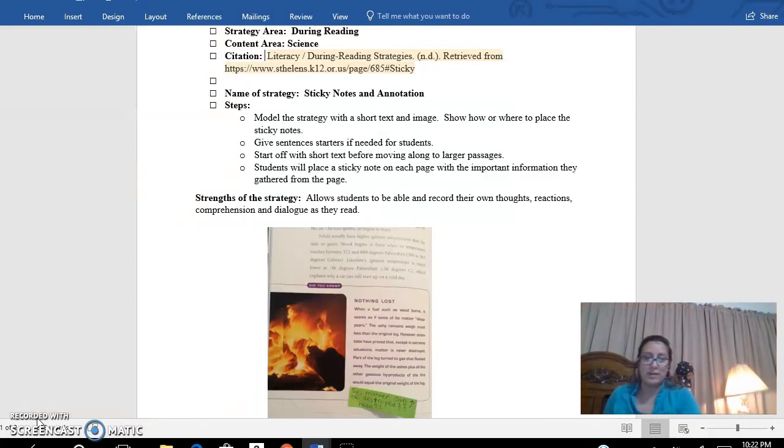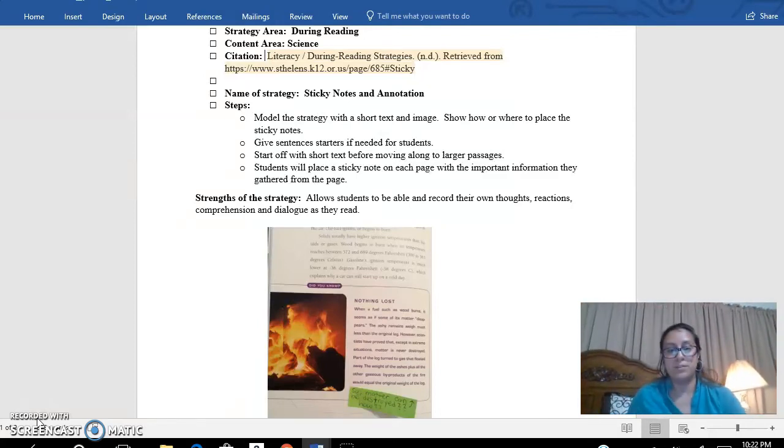So to begin with the strategy, you would first model the strategy for the students and let them know what to do, how to do it. Sometimes you may have to give sentence starters for some students. Let them know, look for bold print, look for certain different vocabulary that's within the passages. And then you can also let them know to start off with short text before you move on to larger passages or larger chapters or whatever that may be for your class.